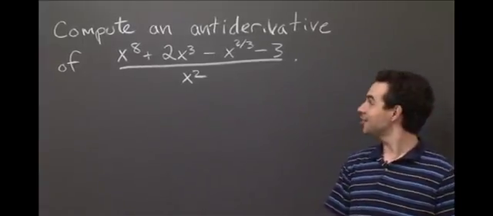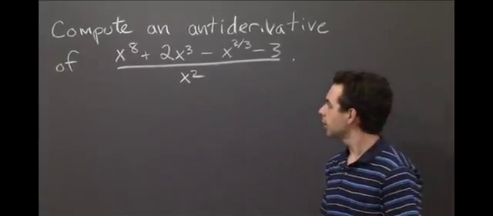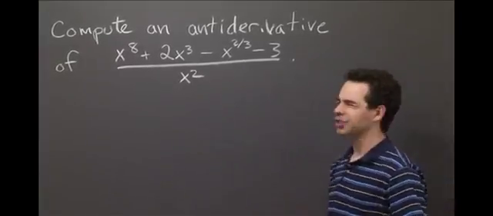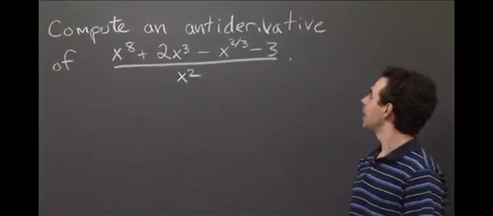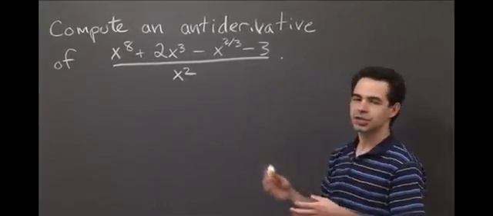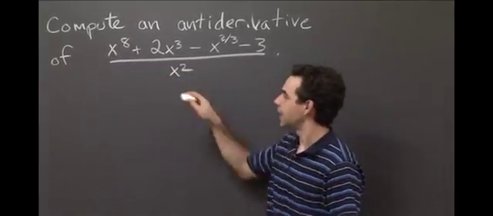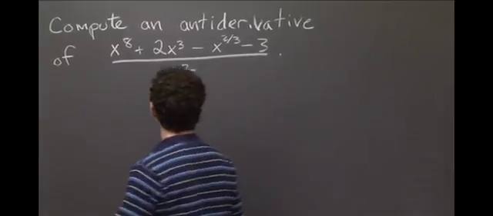OK, welcome back. So we were just talking about this antiderivative here. One thing you'll notice about this function is that I've written this in a sort of silly form. It's probably a lot easier to get a feel for what this function is if you break this fraction apart into its several pieces. For example, x to the 8th over x squared is just x.